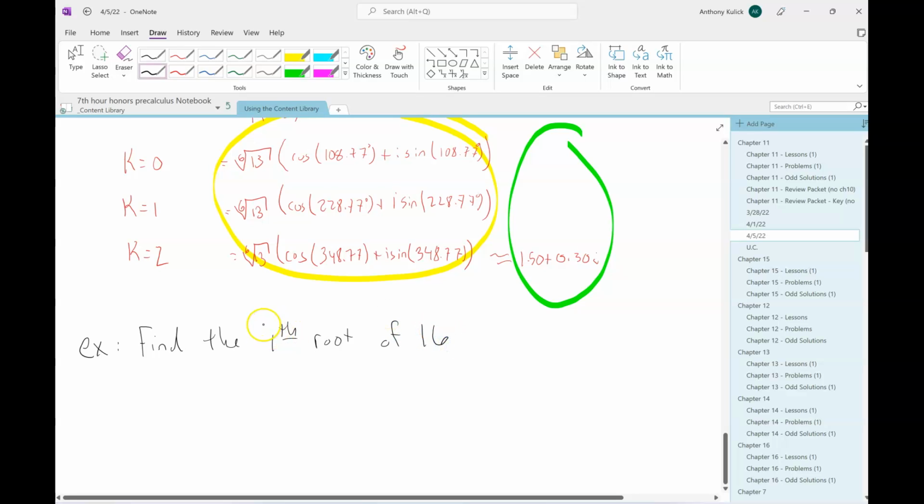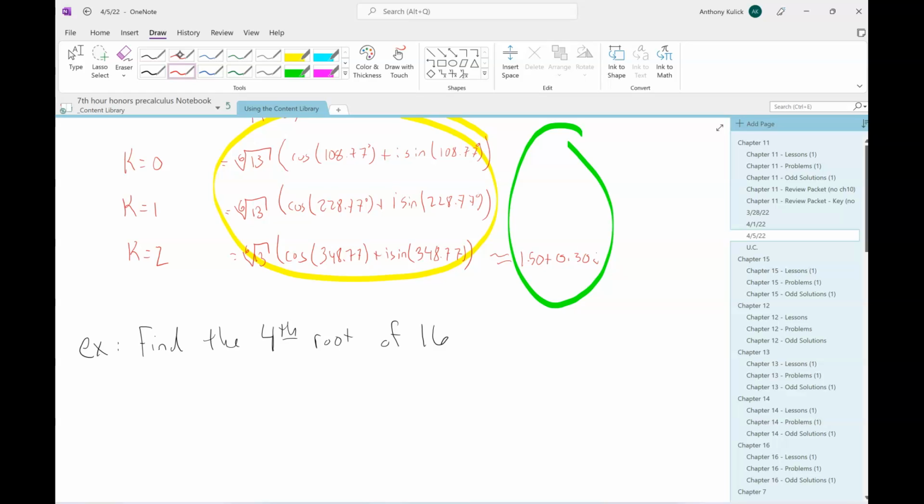So let's say I want the 4th root of 16. Well, what's that? Fourth root of 16? 2. Incomplete answer. How many answers should you get? 4. Because it's a 4th root. I should have 4 answers. Whoa, Mr. Kulik, where are those 4 answers coming from? Let me show you.